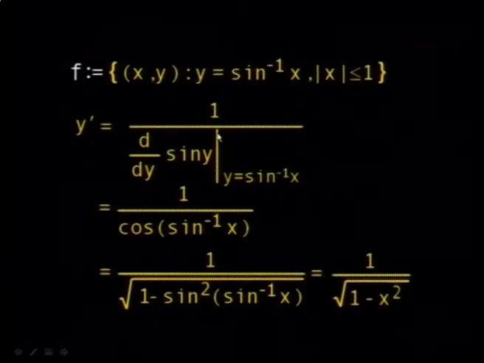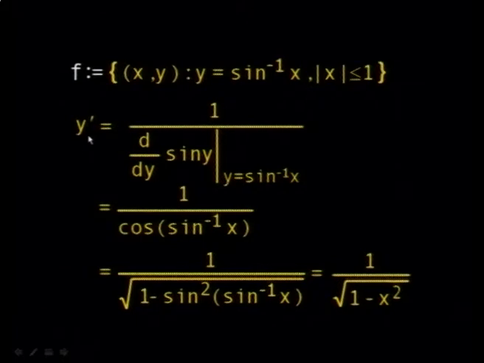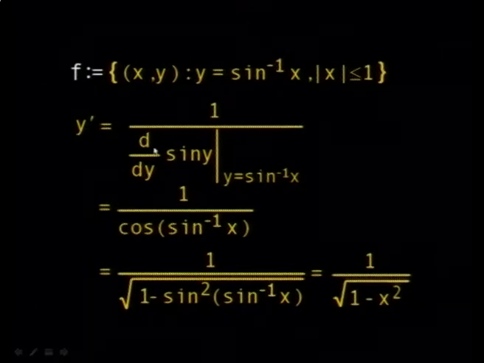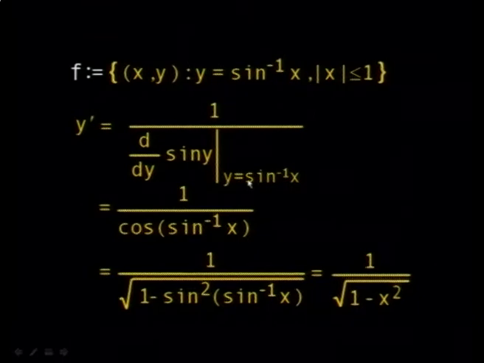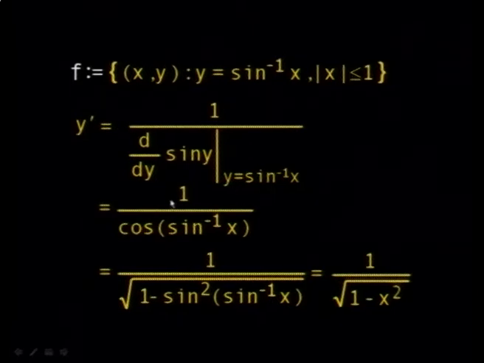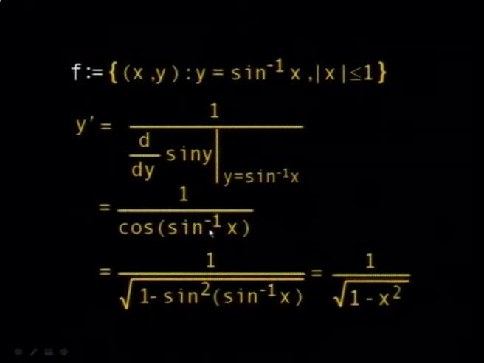So we want to use the theorem. So we say dy by dx at the point x lying in the domain of f minus 1, of sine minus 1 of x, is equal to 1 over d by dy of the original function, which is sine y, at the point y equal to sine minus 1 of x. In other words, at the point which lies in the range of the inverse function. So here the derivative of sine is cosine. So you substitute at the point sine minus 1 of x.